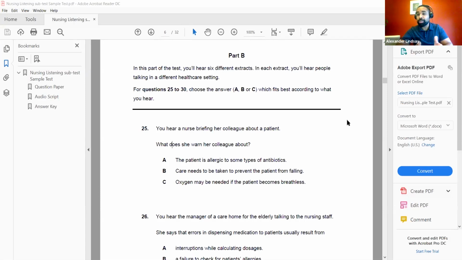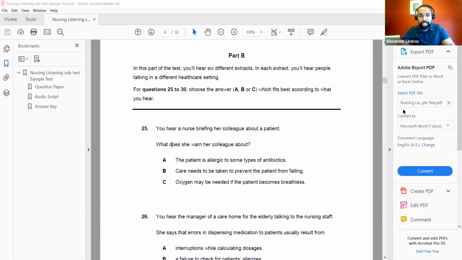The answer is always going to be there, but the words that are going to be used aren't necessarily going to be the exact words that are used in the option. So you have to be able to recognize that paraphrasing, and you have to be able to recognize how meaning can be expressed using different words. And that's one of the key things that's going to come up in part B.